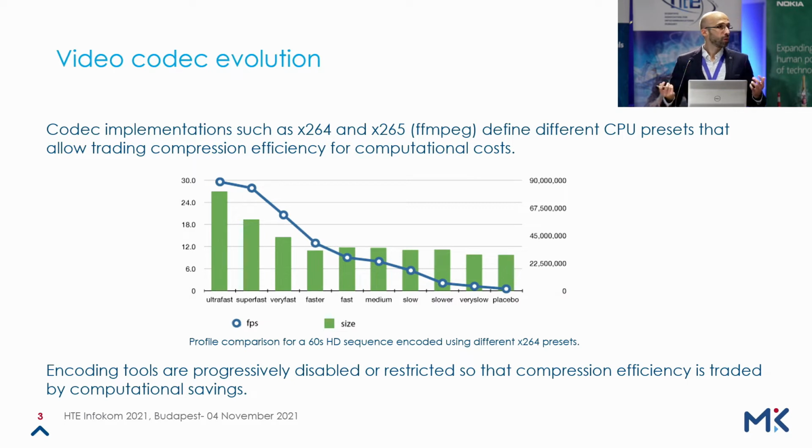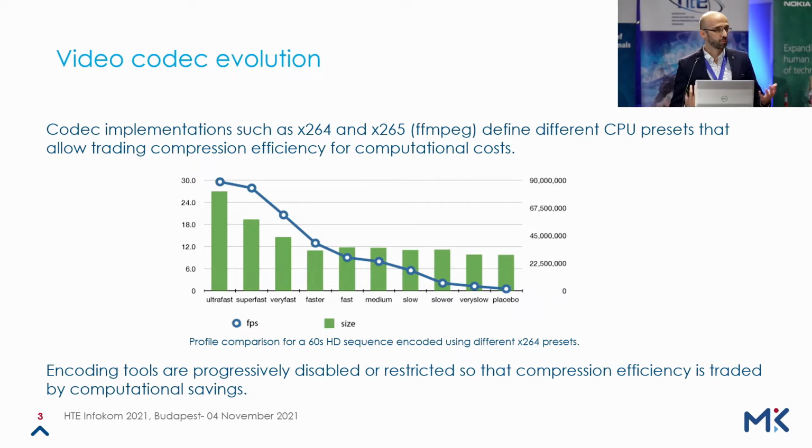That's the approach taken, for example, by x264 and x265, which are open source implementations of both the H.264 and HEVC codecs. And here I have a simple example where you can see the presets range from ultrafast, which is very lightweight, that on this particular platform you can achieve 30 frames per second, but you can see the final file size for a given quality is much larger than more exhaustive presets that use more tools.